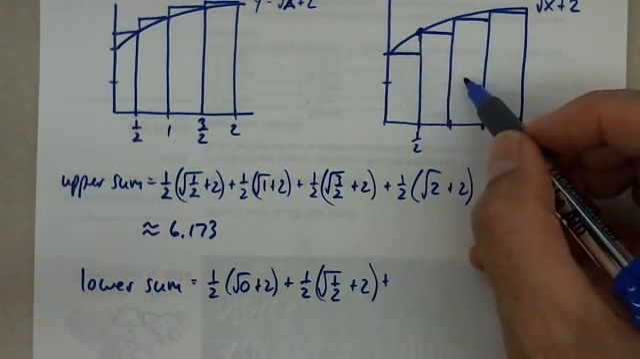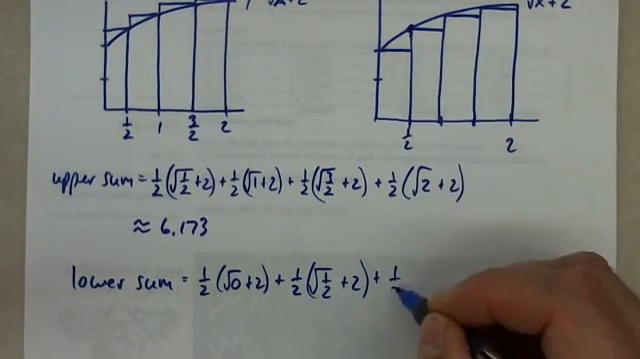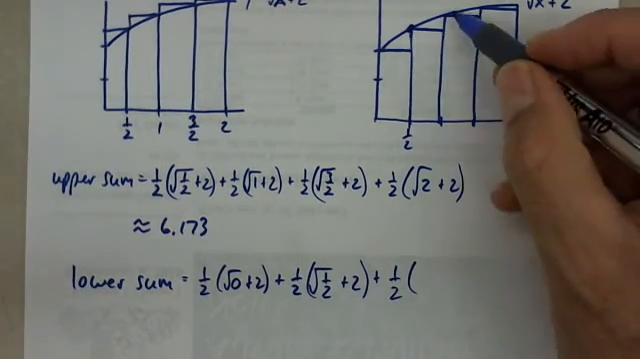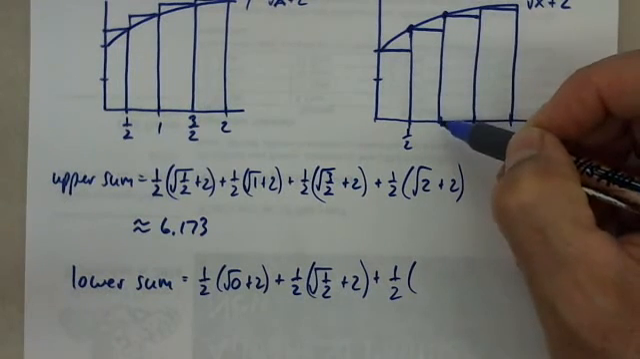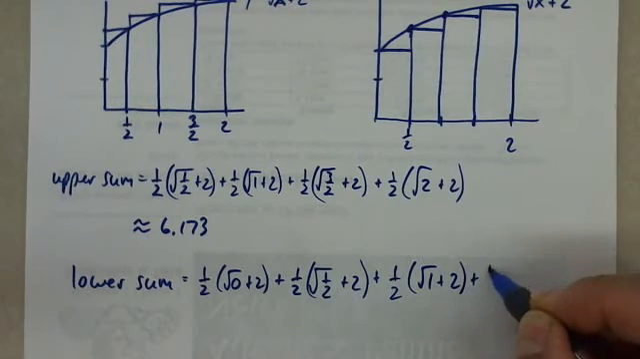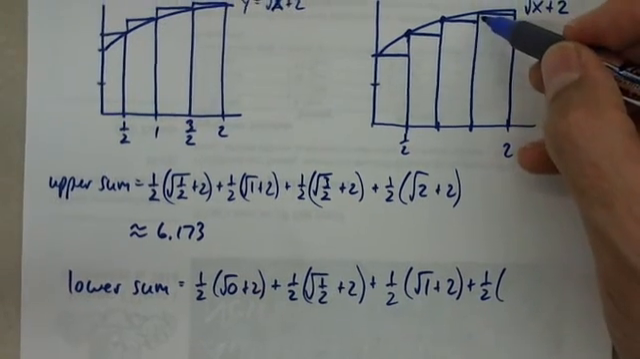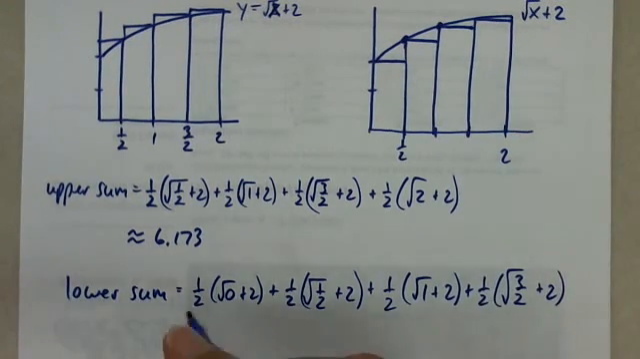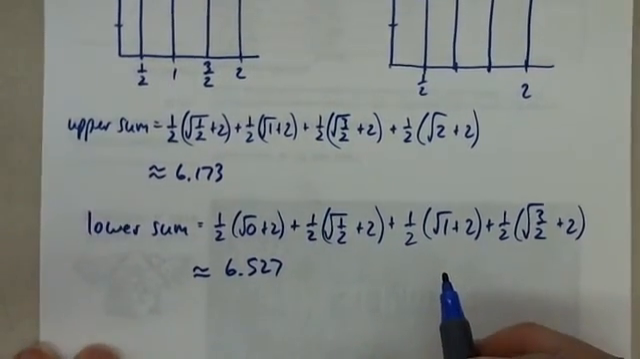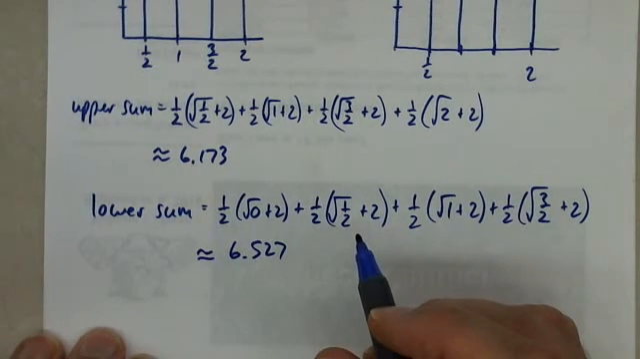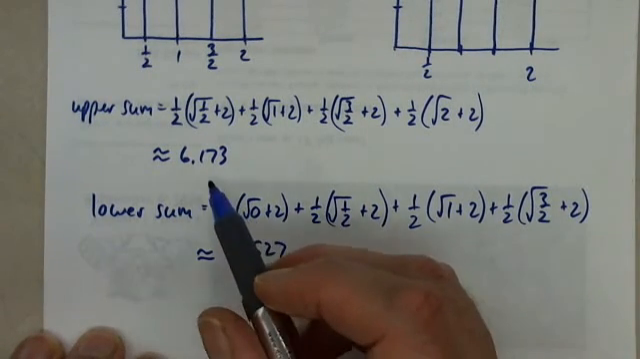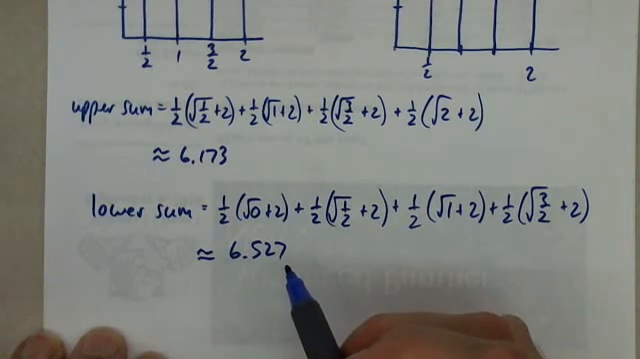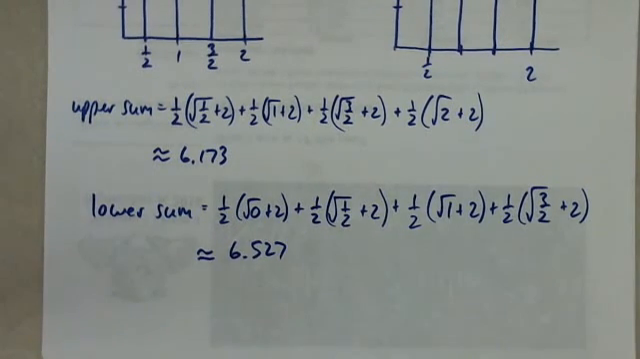And we're on the third rectangle, 1/2 base. And then the height is right here at 1. And we'll go to the last one is at 3/2. And if we do all that work, we get that. And so we know that the area is somewhere between 6.173 and 6.527, and you could just find the mean of those or estimate it in some other way.